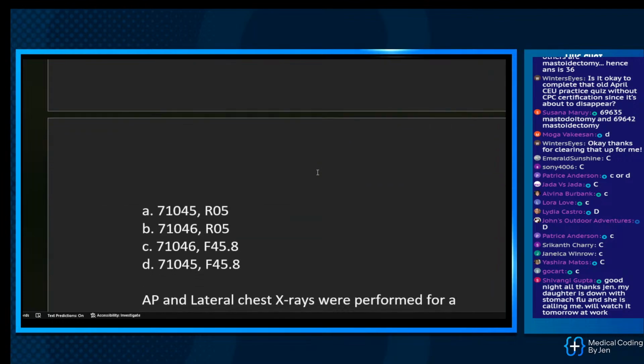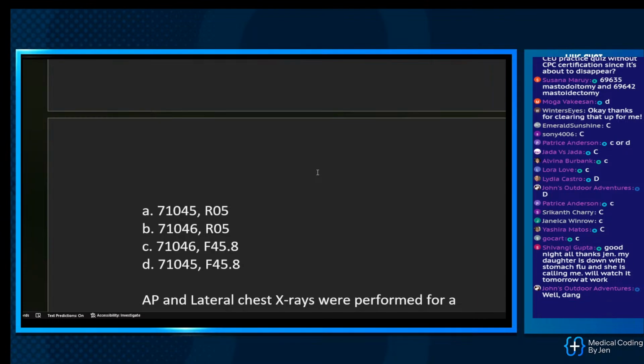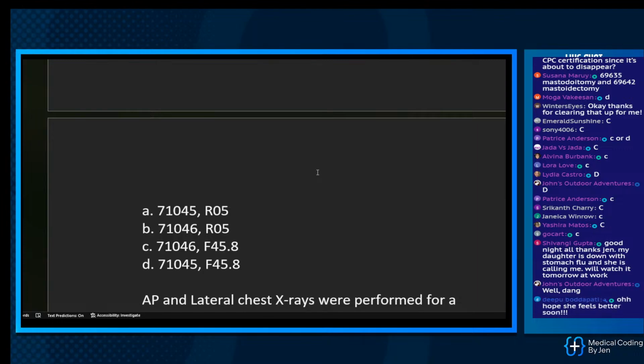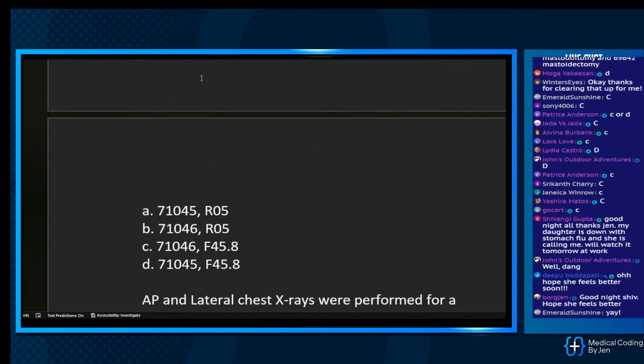Radiology. Ooh. All right, let's go see what our differences are on the radiology code. 710. We got 4 5s and 4 6s. 710. 71045 is a chest x-ray, single view or 2 views. So do we have single or 2?